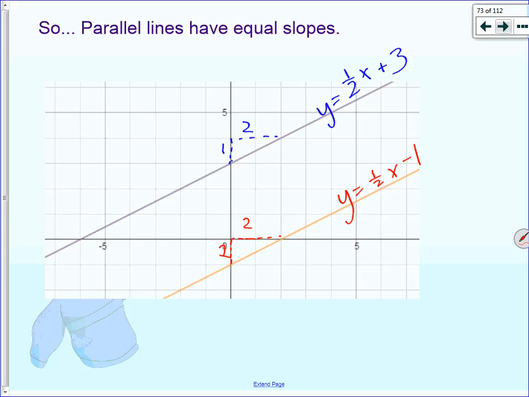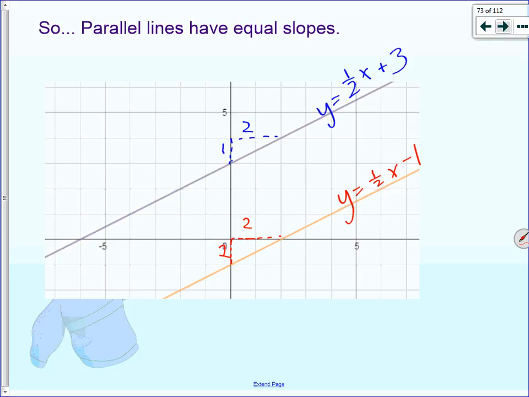Questions on that? DJ? If they were like on the same line, would that be parallel? So if they were on the same line, what would be true about the equations? They would be the same. Yeah, and in that case, they wouldn't be parallel. They would be what's called coincident. Coincident means they're actually the same exact line, which means they're just one on top of another.